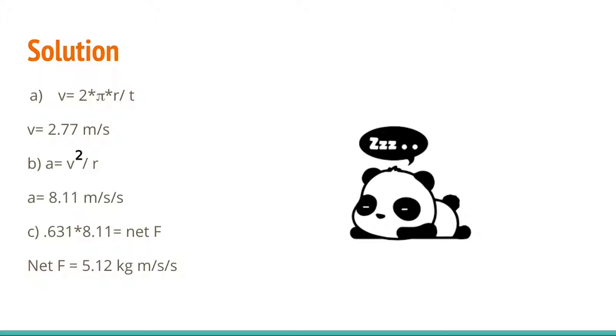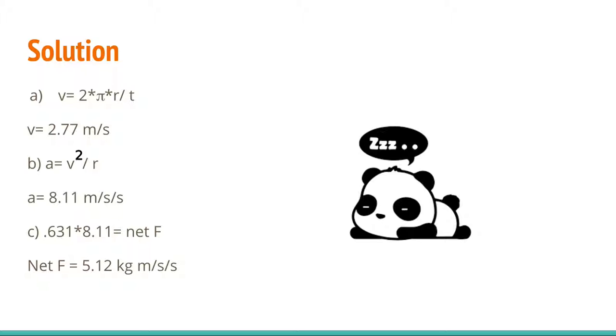So first we're going to find our velocity, which is 2 pi radius over period, and we'll end up calculating that out as 2.77 meters per second. Remember, sig digs. Again, we've already figured out the velocity of the system. We can use the easier of the two acceleration equations. Plug that 2.77 meters per second into our acceleration equation, and find an acceleration of 8.11 meters per second squared.